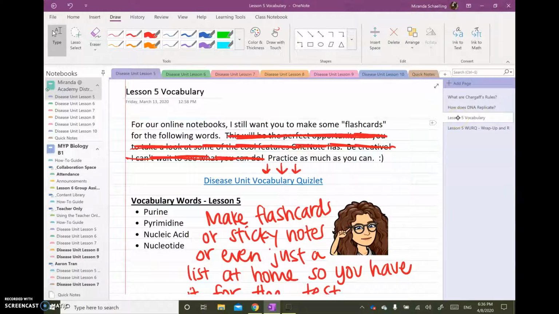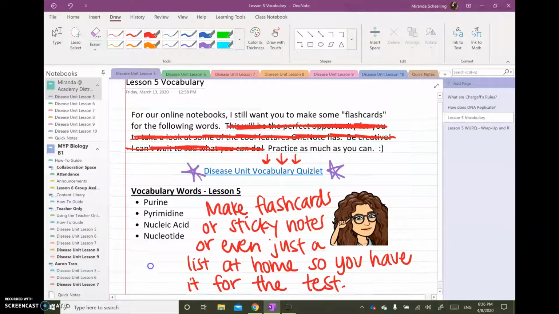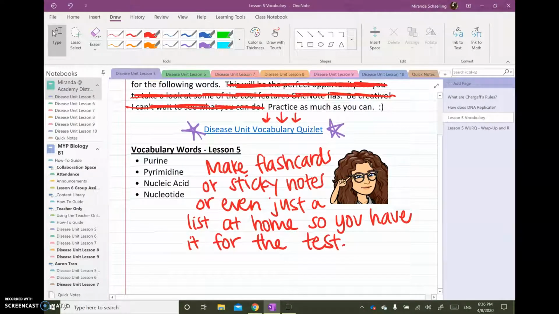All right, now lesson 5 vocabulary. I was going to do something with the vocabulary now that we're doing e-learning, but all of my ideas were not so great. So what I decided to do is I'm just going to have them on the Quizlet, and I want you to practice the Quizlet as much as you can. Because I'm not really going to collect your vocabulary cards or anything, but you're going to need them for the test. So I would love it if you would make flashcards or sticky notes or even just write them down on a piece of paper so that you have them for the test.